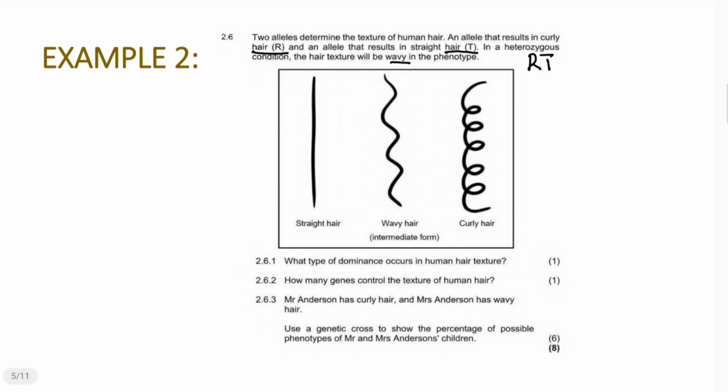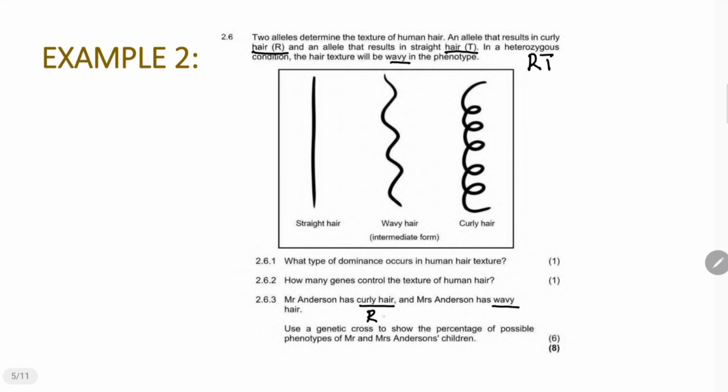2.6.3, Mr. Anderson has curly hair and Mrs. Anderson has wavy hair. Use a genetic cross to show the percentage of possible phenotypes of Mr. and Mrs. Anderson's children. So Mr. Anderson has got curly hair and Mrs. Anderson has wavy hair.